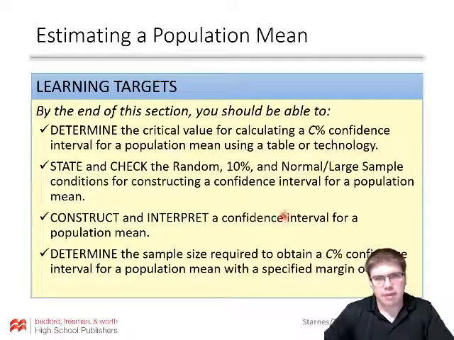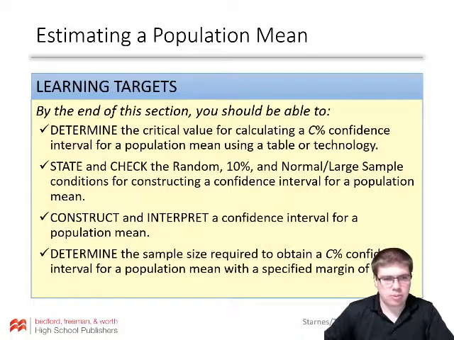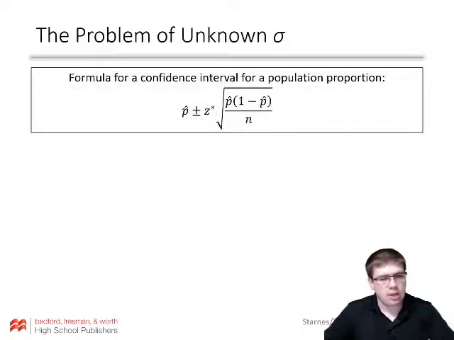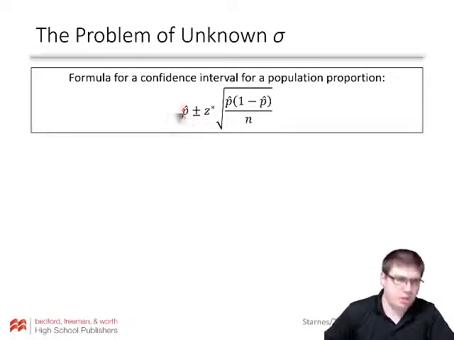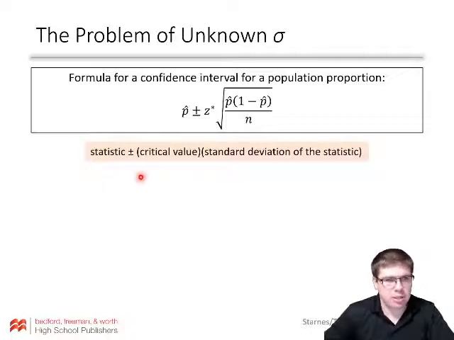A lot of this stuff is going to sound very predictable, but there's one really key weird thing that shows up in this section. Here's our confidence interval for a population proportion. We used our statistic plus or minus our z star, our critical value, times the standard error of our statistic. That was our estimate for the standard deviation using p hat instead of p. But that's the general idea: our statistic plus or minus critical value times the standard deviation of a statistic.